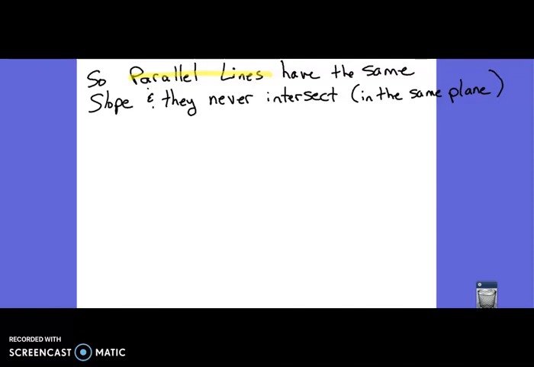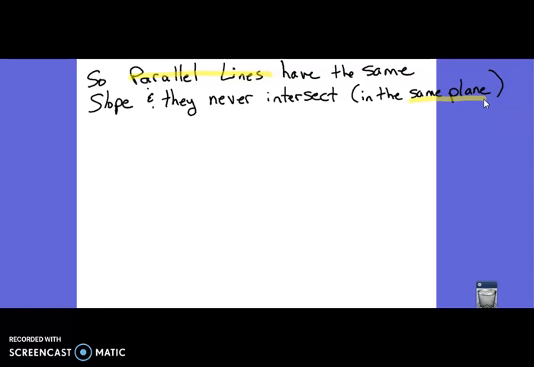By the way, I did make a little comment about the same plane. That's more of a geometry context, but imagine two pieces of paper. A plane is like a piece of paper, and we're talking about being on the same piece of paper. In geometry, we'll talk more about what that means, but that is part of the definition, so I just thought I'd include it.